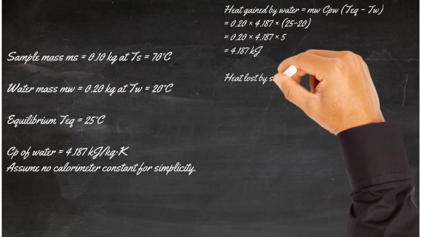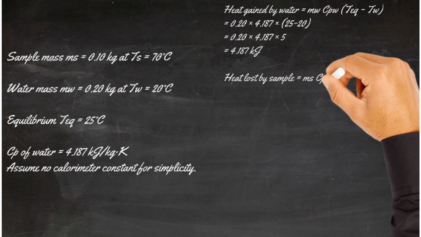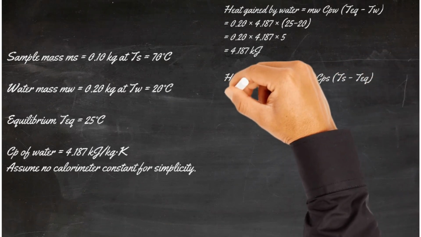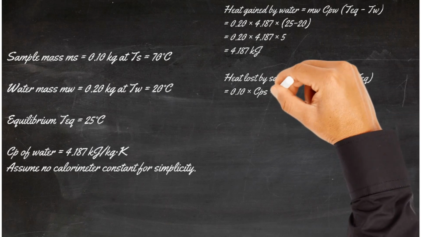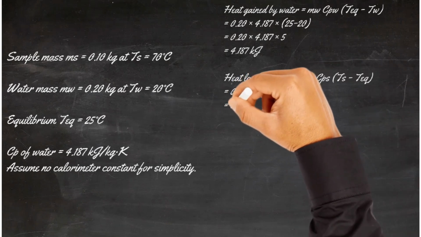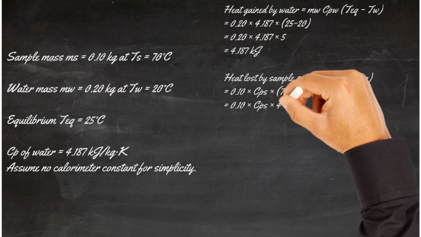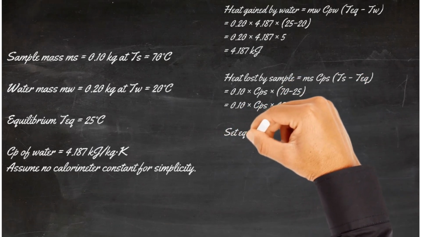Now we write the heat lost by the sample in the same form. Heat lost by the sample equals the sample mass multiplied by the sample's specific heat multiplied by the sample temperature decrease. The sample mass is 1/10 of a kilogram. The sample temperature decrease is 45 degrees. The sample's specific heat is what we are trying to find. So, in words, the heat lost by the sample equals 1/10 of a kilogram multiplied by the unknown specific heat, multiplied by 45 degrees.